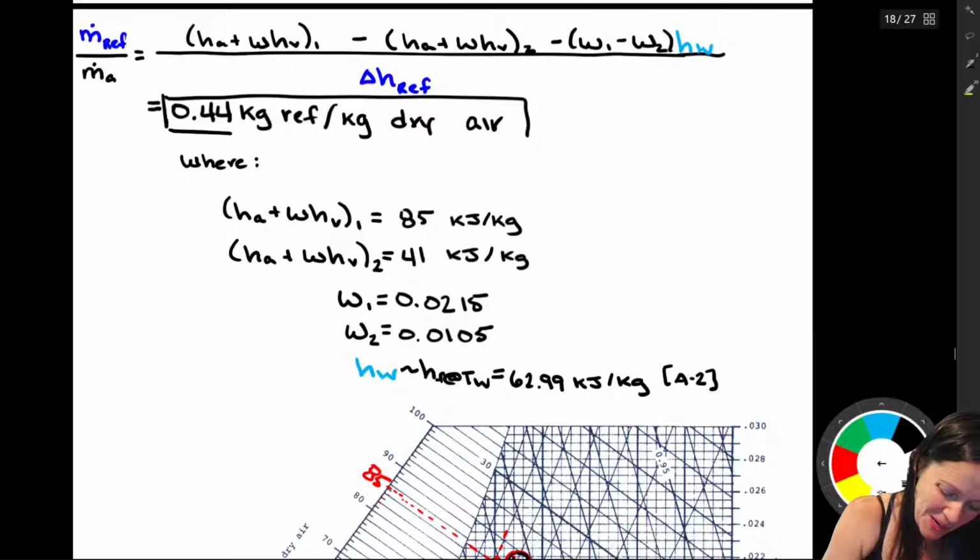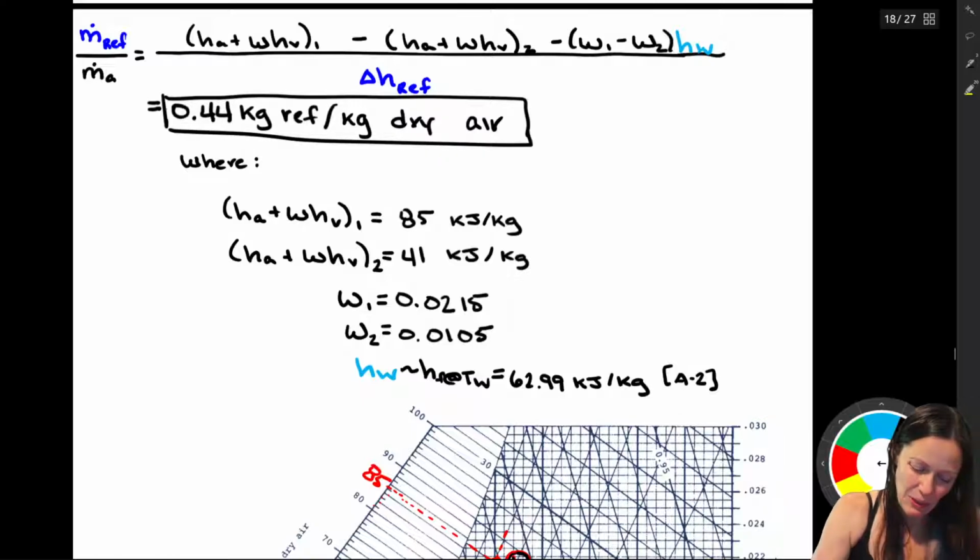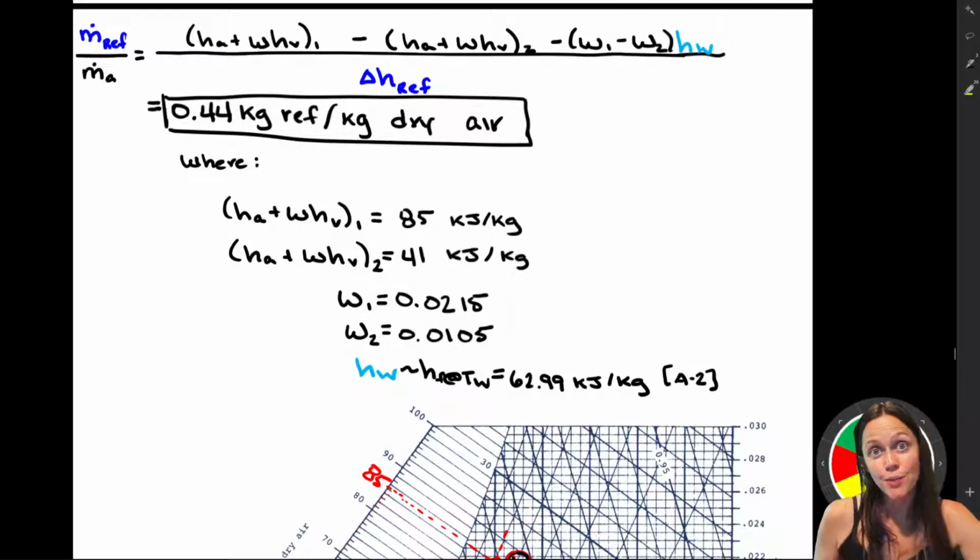That was a lot of work, a lot of work on the derivation side, and that's why it's really important to be comfortable applying your first law and conservation of mass to get those equations.